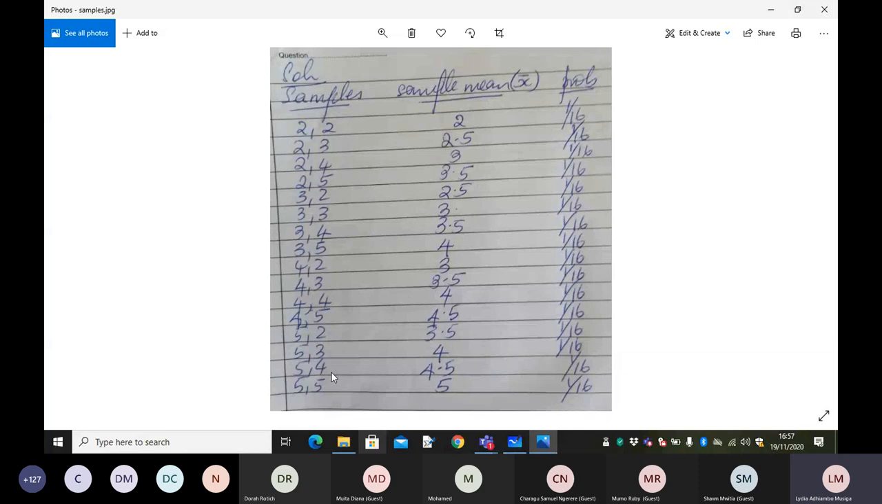And then the second part of the question requires us to obtain the sampling distribution of the sample mean X bar. So first, we need to calculate X bar, the sample mean. For the first sample, its sample mean is 2. For the second sample, 2 plus 3 divided by 2 is 2.5. 2 plus 4 divided by 2 is 3. The last one, 5 plus 5 divided by 2 is 5. Second last one, 5 plus 4 divided by 2 is 4.5. So we have all these sample means.